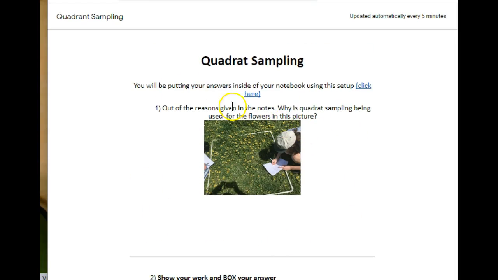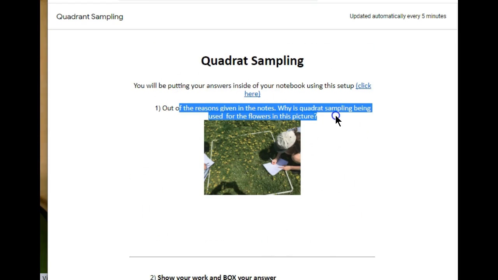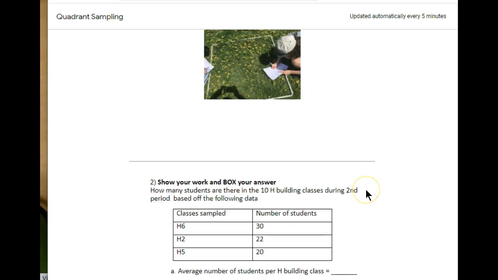First question is, out of the reasons that we gave you in the notes, why would you use random sampling, or we also call it quadrat sampling, for these flowers? Again, just go back to the notes. It's like the first thing I said. Why do we use it? This is actually the perfect reason, the main reason we use it. So just go back in your notes and look at that.